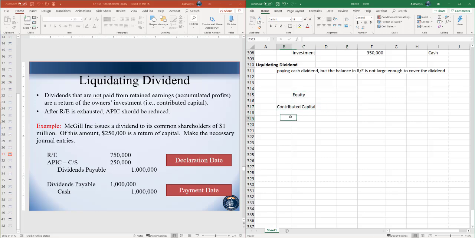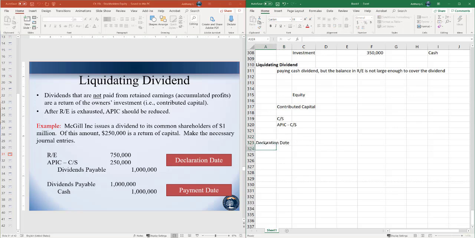All right, since we're reducing contributed capital, we remember that we had two accounts under here, common stock and APIC. Since we're going to reduce this amount, we're going to take it out of your APIC account. So to see how this works, let's look at an example. Let's say McGill issues a dividend to its common shareholders of $1 million. Of this amount, $250,000 is a return of capital. Make the necessary journal entries.